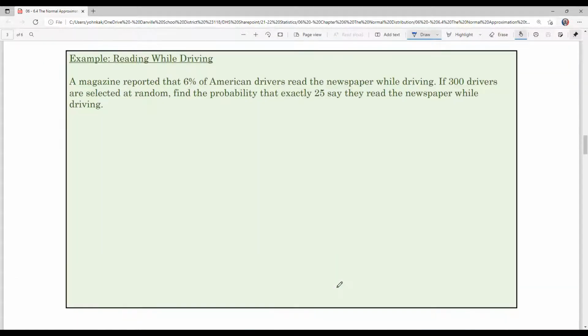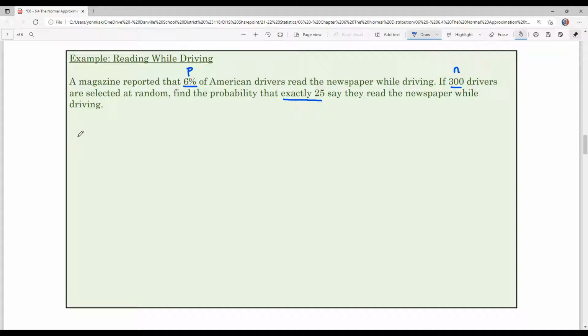So let's take a look at an example. A magazine reported that 6.6% of American drivers read the newspaper while driving. If 300 drivers are selected at random, find the probability that exactly 25 say that they read the newspaper while driving. Okay, so notice that this is a binomial distribution. We have a p-value of 6%. We have an n value of 300, and we're looking for exactly 25.